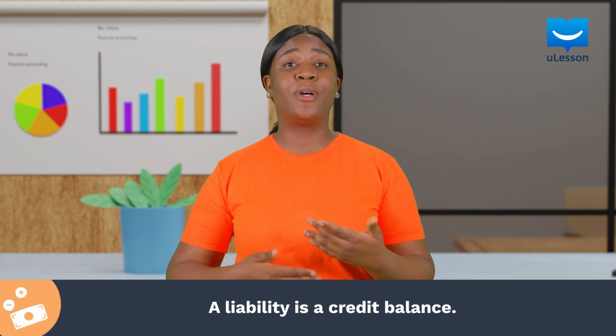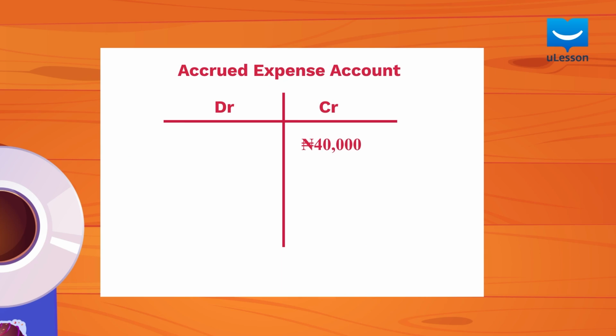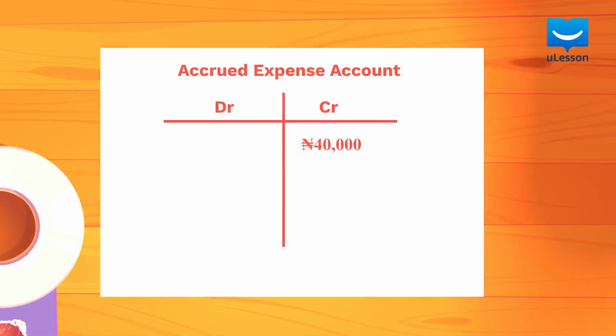So Mr. Kari will account for this accrued expense in the accrued expense account. He will go ahead to record the money he has not paid his suppliers on the credit side of the account. So there you go. The debit balance is the total worth of the fabrics and the credit balance is the accrued expenses.